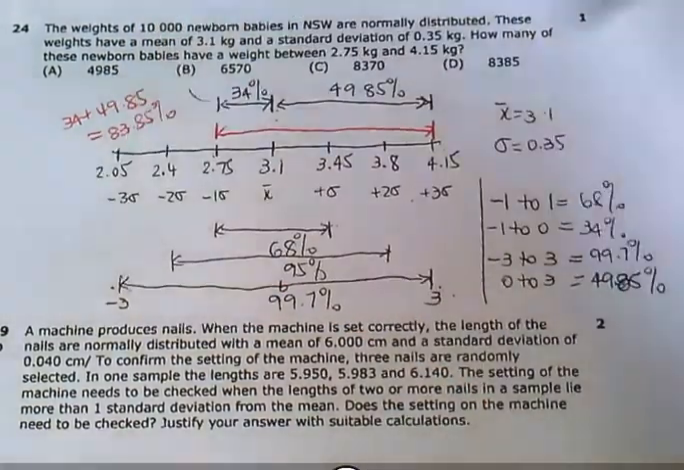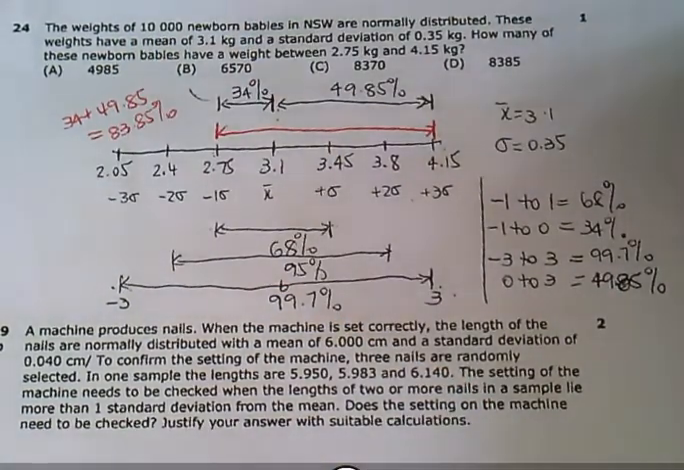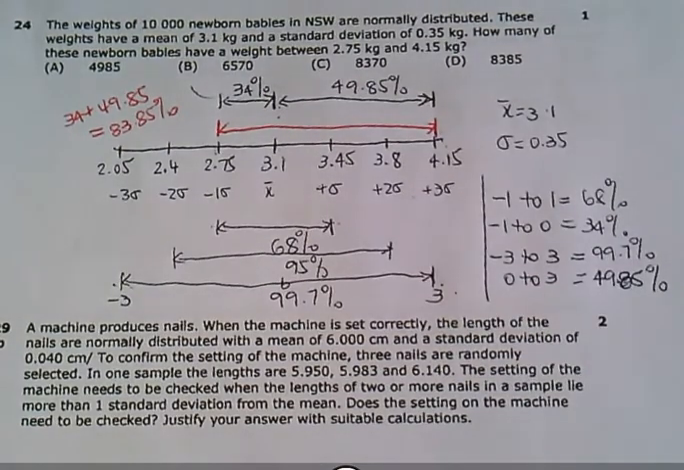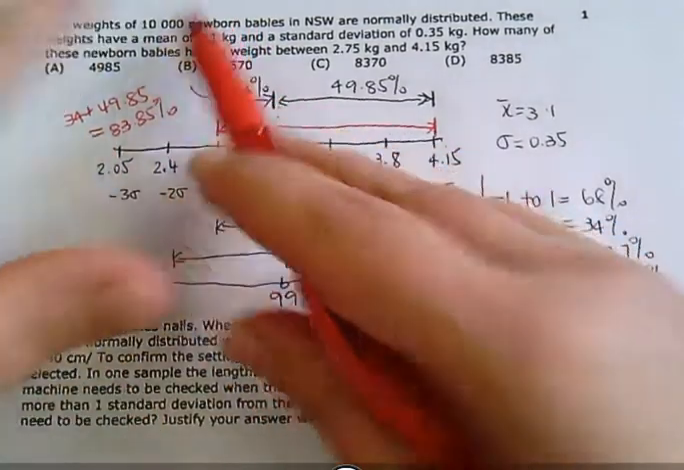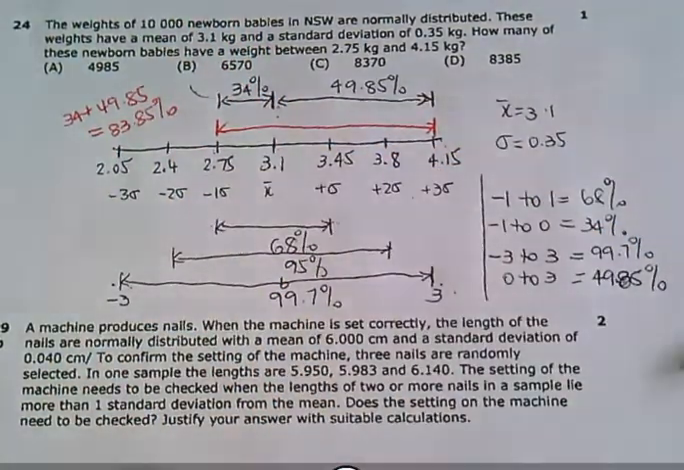Yeah, great. But it says how many. That's the percentage. So we're not done. What do you think? So that means 83.85% of those babies. So what do?